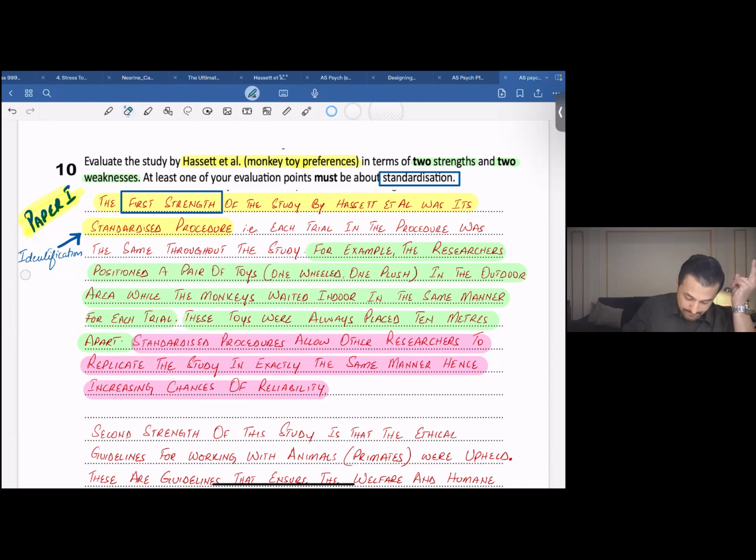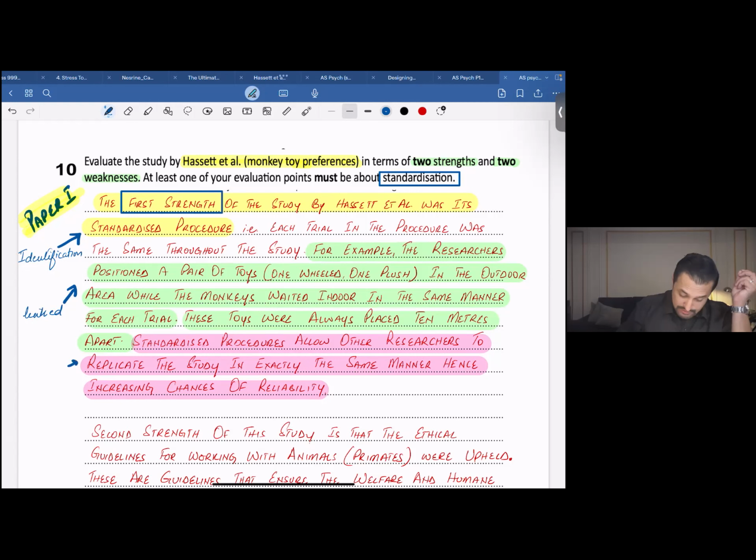Number two, the second part, I linked it with the study. Now, what do I mean when I say I linked it with the study? I used specific examples from the study to let the examiner know that I'm not just bluffing. I'm not just using standardization as a strength. I exactly know what part of the study was standardized so that whatever you're writing as a student holds value, right?